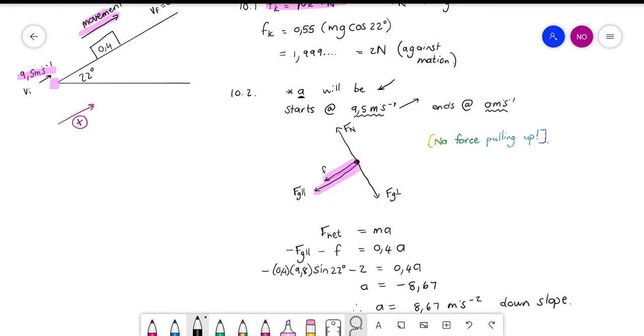En as ons dan hierdie vryliggaamdiagram gaan teken, they didn't ask for it, but it's worth drawing it anyway, then you will have both of your forces that are parallel to the slope pointing downwards. Daar is nie iemand wat hierdie boks optrek teen die helling nie. So I picked up the slope as positive, because that's the direction of motion. Ek kon dit nou andersom gedoen het. En daar is hierso nou 'n netto krag. We know there is a net force because there is acceleration, so the system is not in equilibrium.